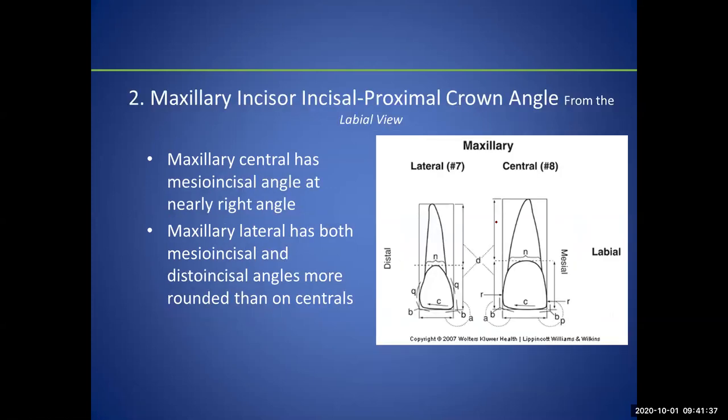The maxillary central has a mesial incisal angle at nearly a right angle. The maxillary lateral has both a mesial incisal and distal incisal angles that are more rounded than the centrals. So the central has a very sharp mesial incisal angle here. You've got a sharp mesial incisal angle on the lateral, but not quite as sharp. Okay, and you both have rounded distals.